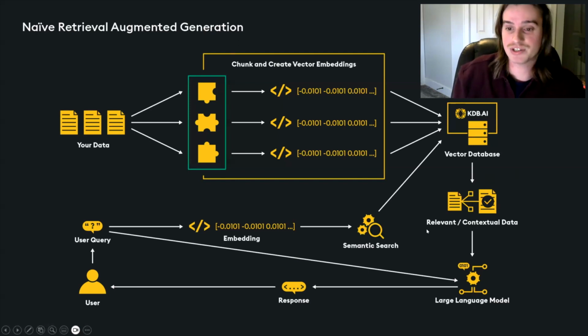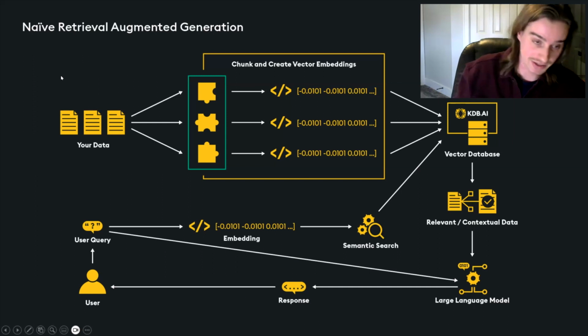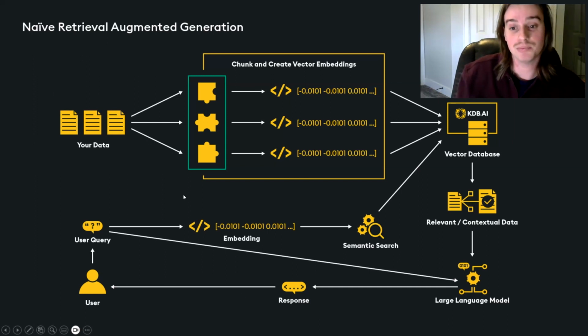That's the first step of the RAG pipeline, getting this relevant and contextual data. Then moving to the second step, we're augmenting the large language model with this relevant and contextual data. The large language model is able to answer questions about data that it wasn't trained on because of this RAG pipeline. So that's what RAG is at a high level.